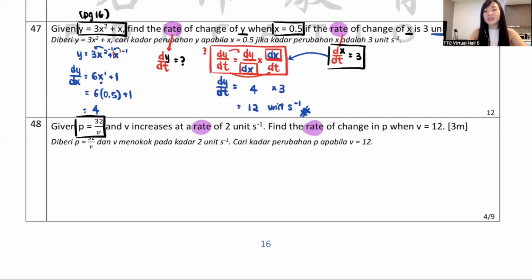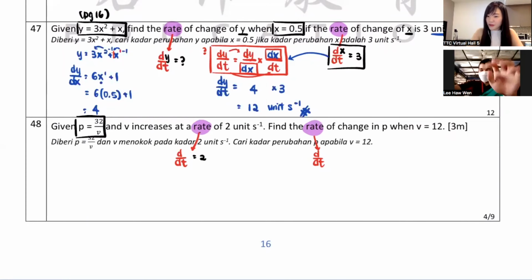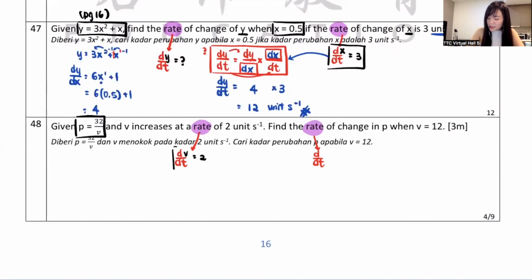My dear, you don't always expect they will have the word rate. Sometimes they're very indirect, but no matter what, they will have 2 rates. Usually. So my dear, the word rate, I repeat again, rate always represents d something dt. You just fill in the blank. The first one is d what dt or the 2? Very good, dv dt.